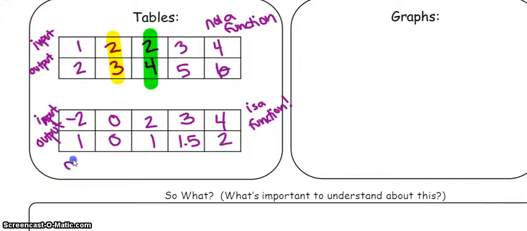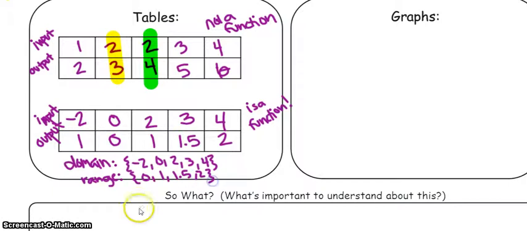So in this one, our domain, and make these weird brackets, is -2, 0, 2, 3, and 4. So that's what we're inputting. Our range, we're going to list from least to greatest, is 0, 1, 1 and 5/10, and 2. We do not need to list the 1 twice. Okay?